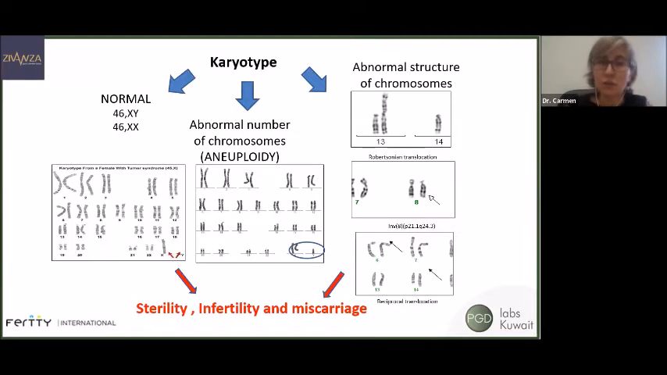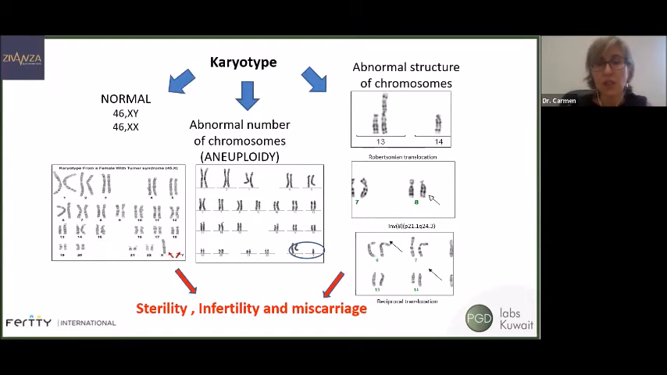So we can have a completely normal result in the karyotype. If you are a man, you have 46 XY. If you are female, you have 46 XX. But we can also detect an abnormal number of chromosomes. That is what we call an aneuploidy. We can have extra chromosomes or missing chromosomes.